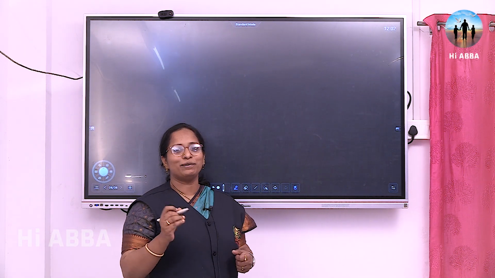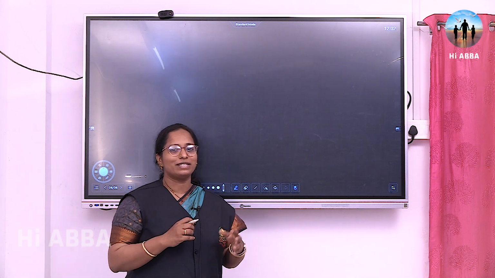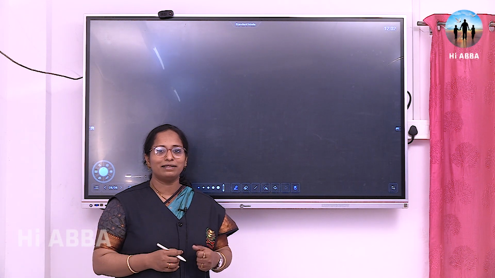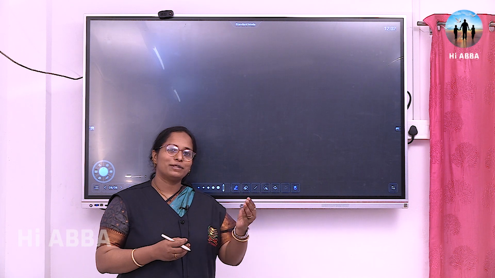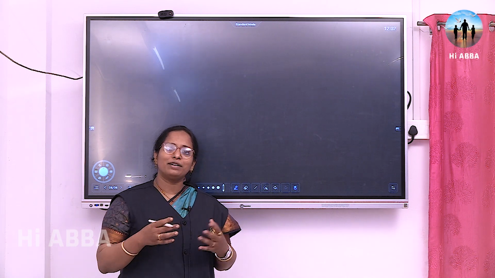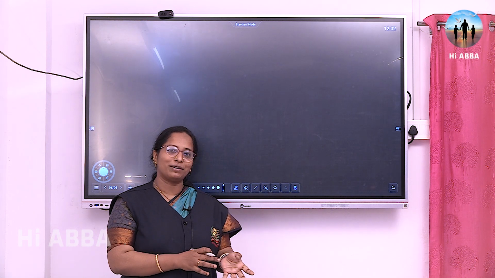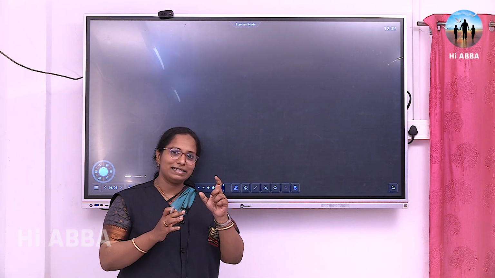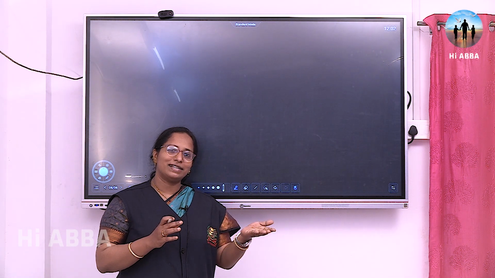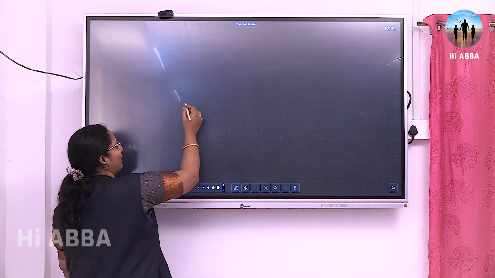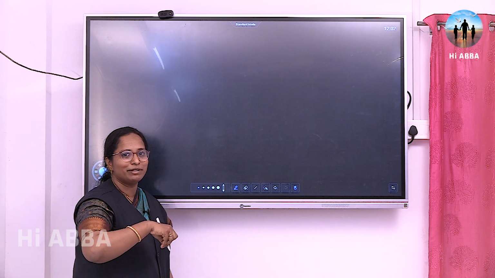As we all know, the law of independent assortment was given by Gregor Johann Mendel, the scientist who gave you the different laws: law of dominance, law of independent assortment, law of segregation. Now, when we come across linkage or linked genes, which law did he explain? It was the law of independent assortment. Now, do you think that law is applicable over here?